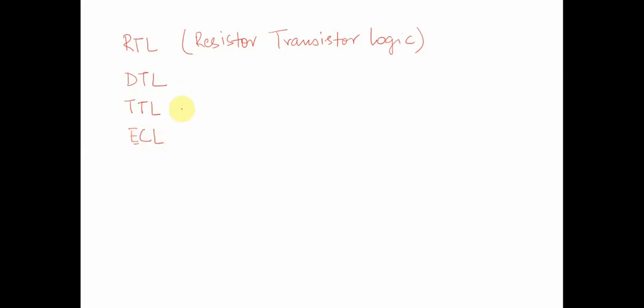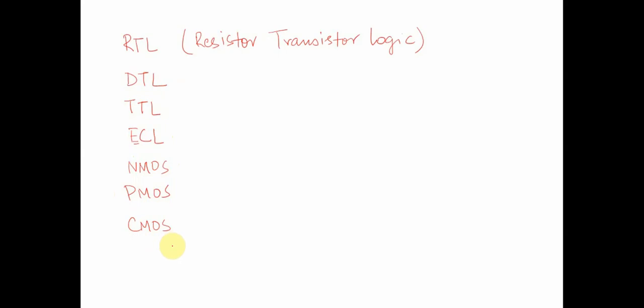We have RTL logic, which is nothing but resistor transistor logic. And then we have DTL, which is nothing but diode transistor logic. We have TTL, transistor transistor logic. We have ECL, emitter coupled logic. Then we have metal oxide semiconductor, NMOS, N-type, PMOS, and then we have a combination of NMOS and PMOS, which will form CMOS.